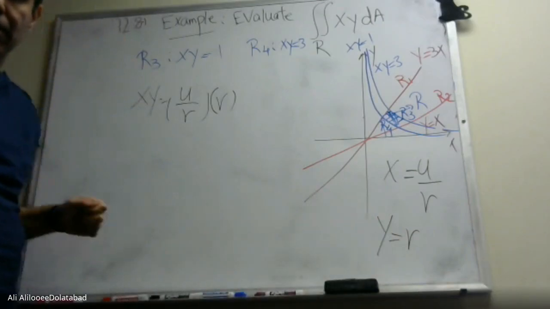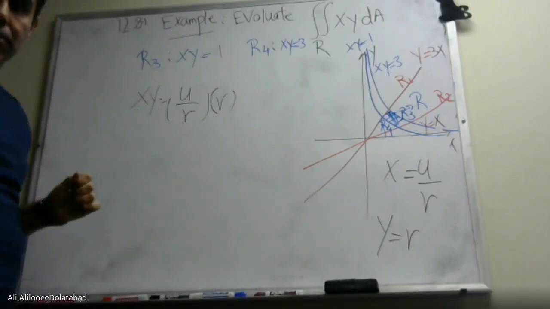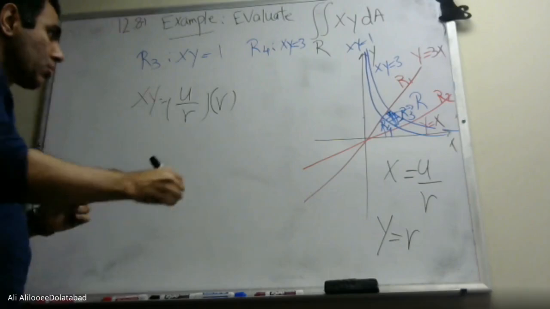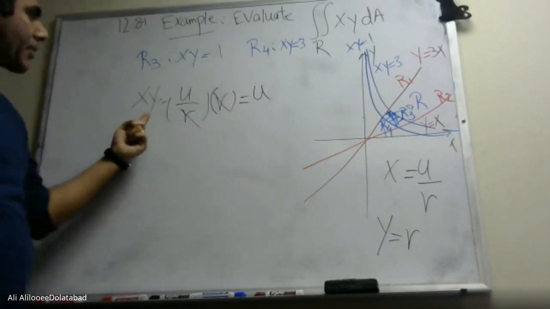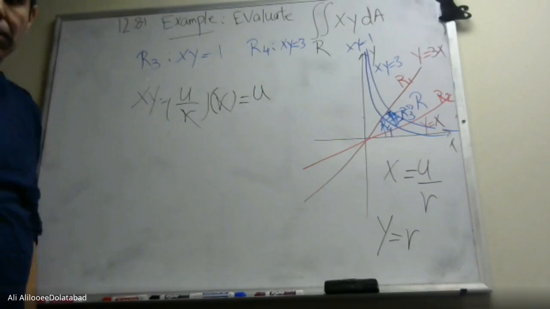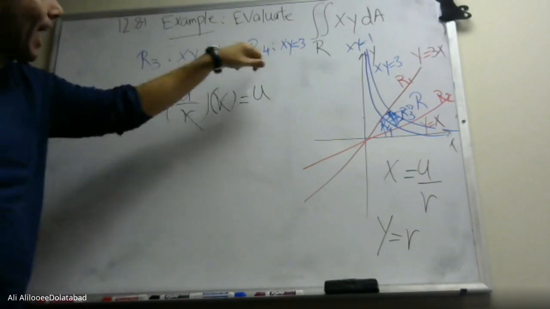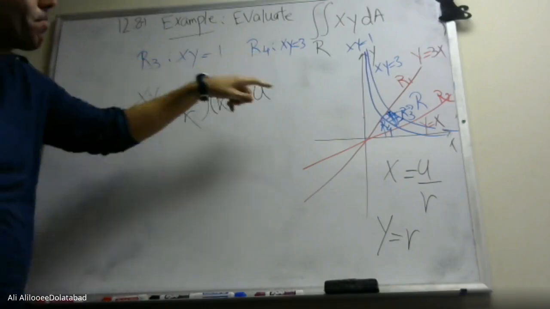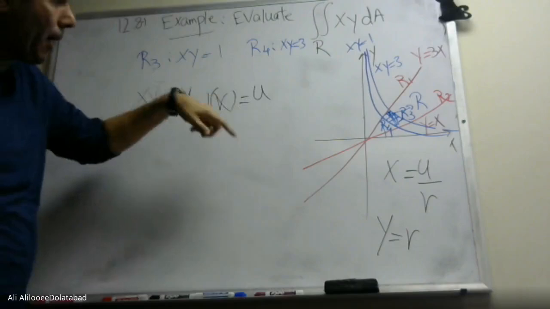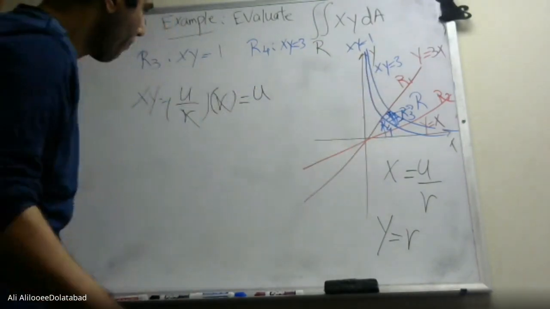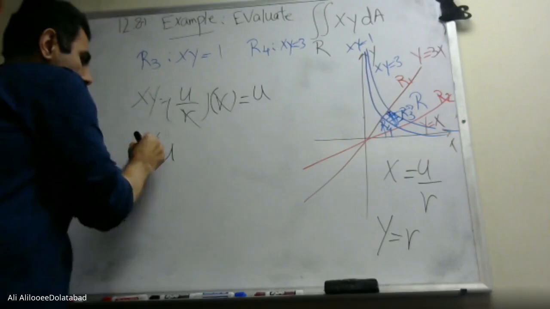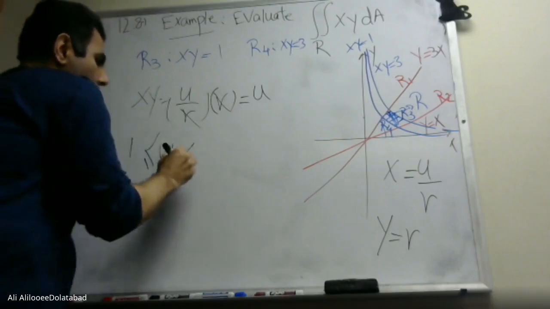Any question? Any comment? So v and v will be cancelled, this is u. Then x times y is u. So see, R3 and R4 can tell you the bounds: between R3 and R4, u is between 1 and 3.